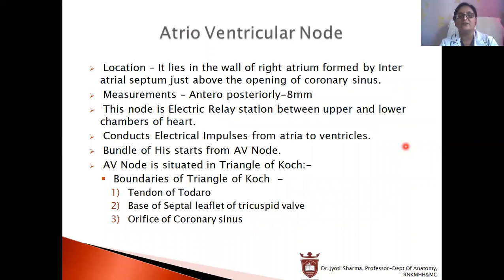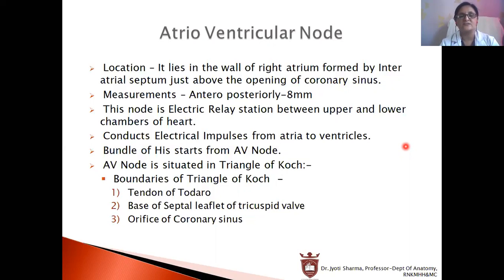Now we see AV node, atrioventricular node. It is located in the wall of right atrium, formed by interatrial septum just above the opening of coronary sinus. Anteroposteriorly, it is 8 mm in measurement. This node is electric relay station between upper and the lower chambers of heart. It conducts electrical impulses from atria to ventricle.